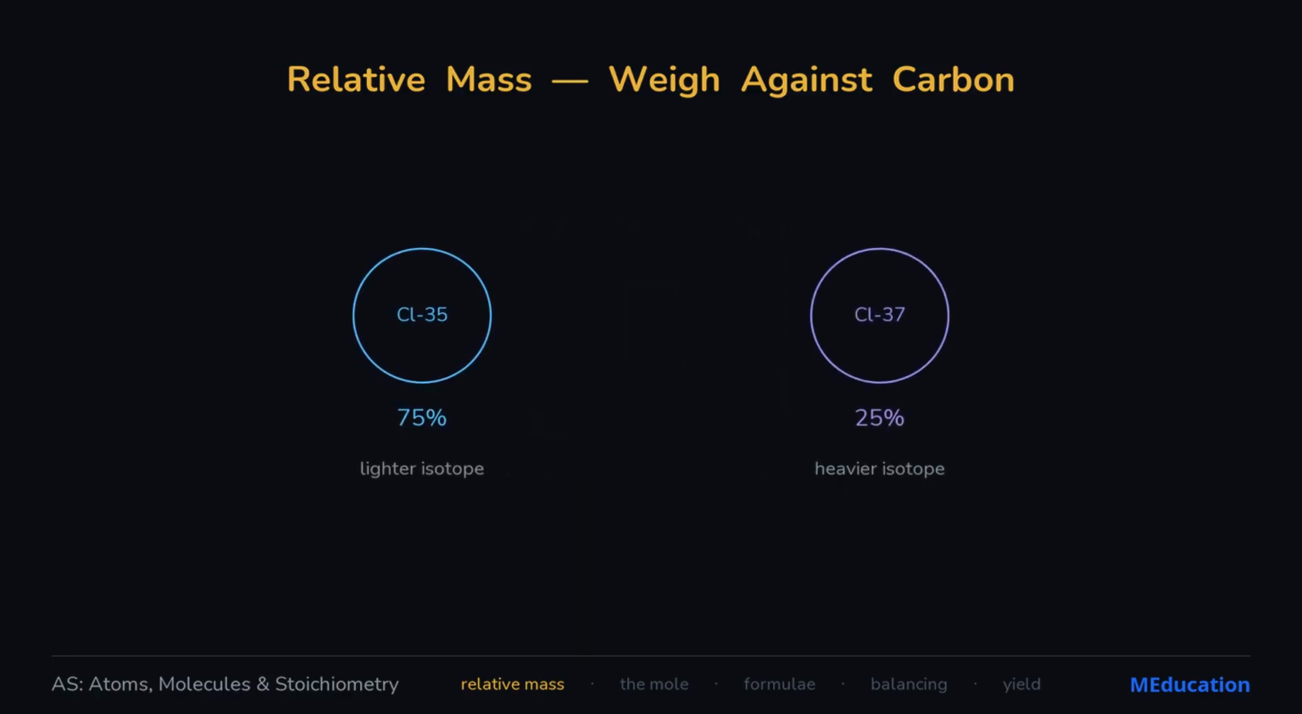Two cautions the exam loves. Chlorine's relative atomic mass is 35.5, not because half an atom exists, but because it's a weighted average of 2 isotopes, 3/4 chlorine-35 and 1/4 chlorine-37. And for a molecule, you simply add the atoms up. Water is 18, 2 hydrogens plus 1 oxygen.